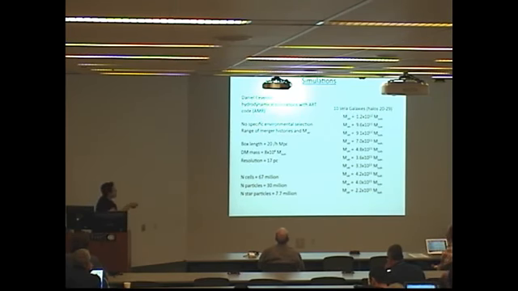The primary halos, there's 10 of them, and they're in the mass range of 10^12 to 2 times 10^11 at redshift 1. So all the results I'm going to be talking about today are at redshift 1.